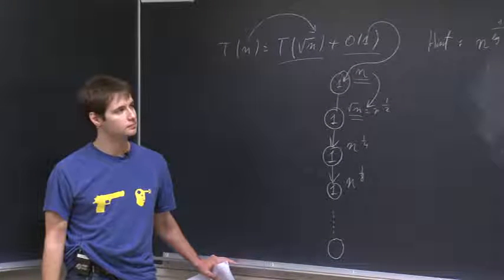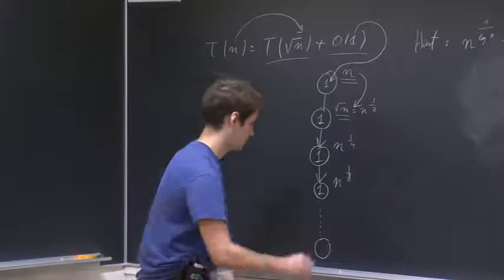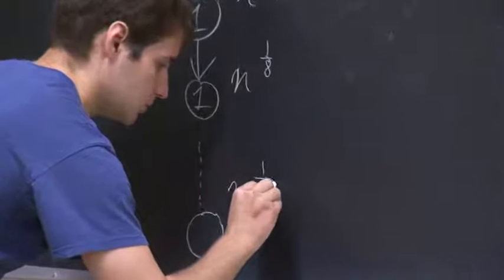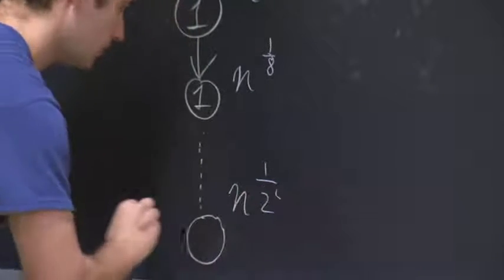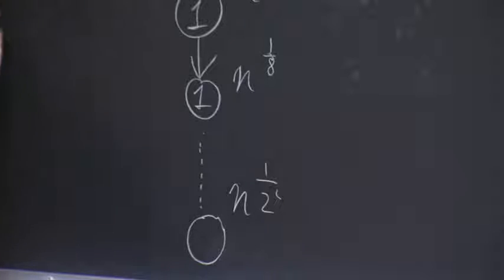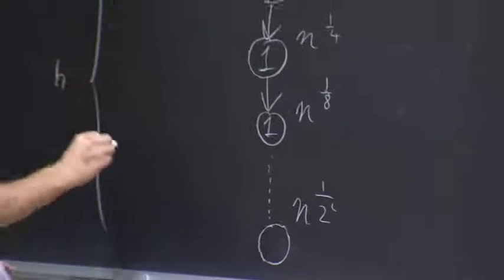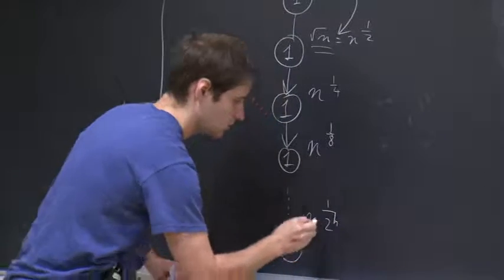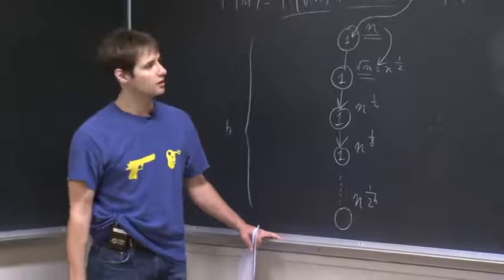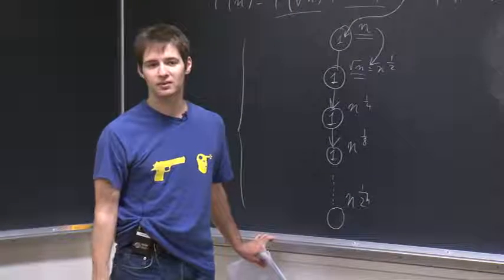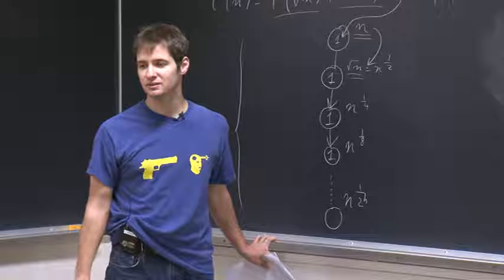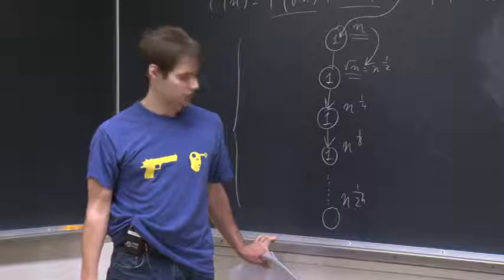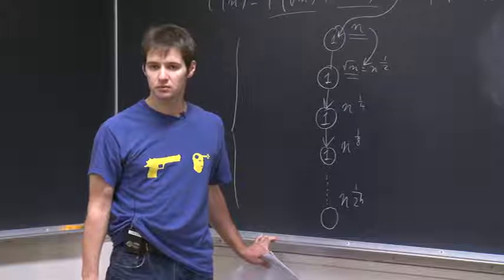N to the 1 over 2 to the i. Okay. Let's say that this is level h, where h is the height of the tree. So we'd want something that looks like what? If the recursion tree is height i, it's n to the 1 over 2 to the i, but 2 to the i should equal n, or approximately n.